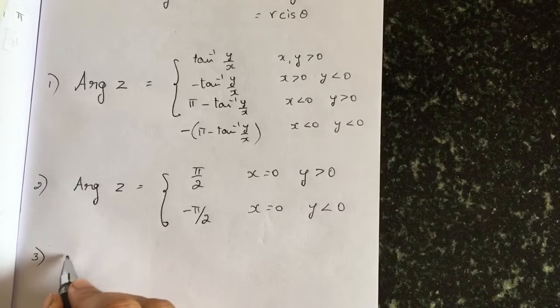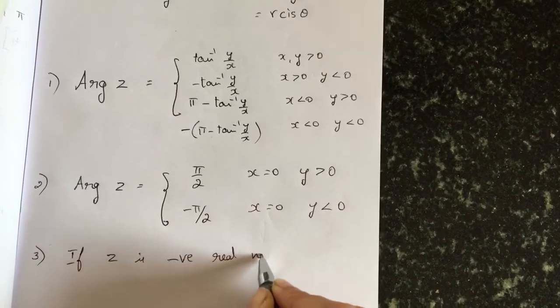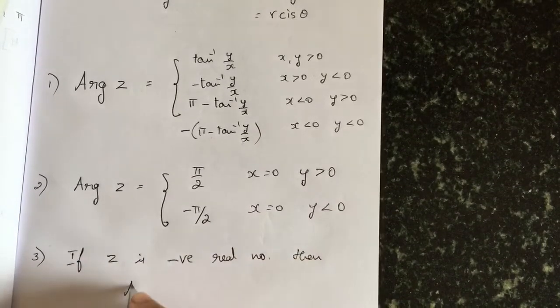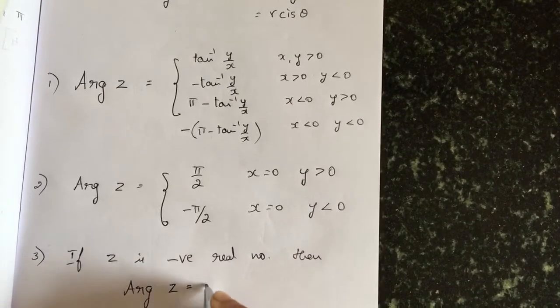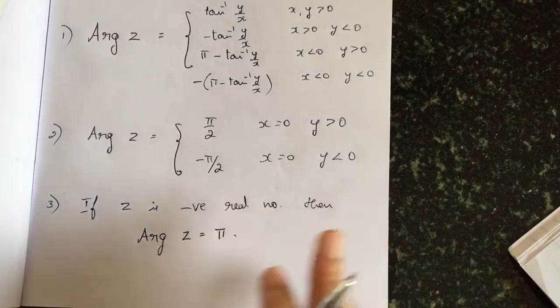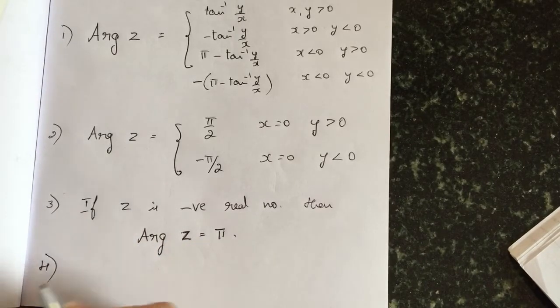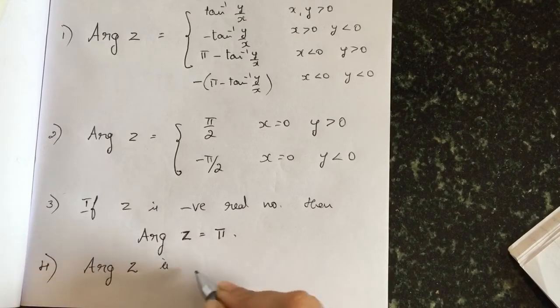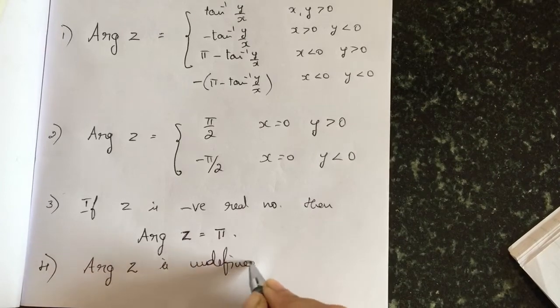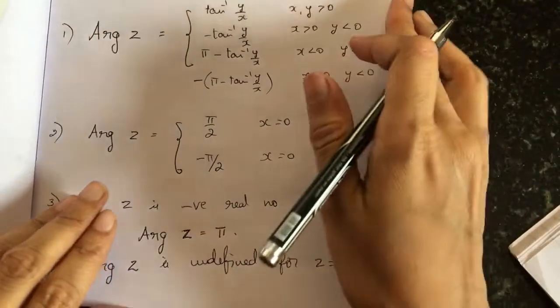If z is a negative real number, then the principal argument of z is pi, and if z is 0, then the argument of z is not defined, or undefined, for z equal to 0. This is a basic that we know, right?